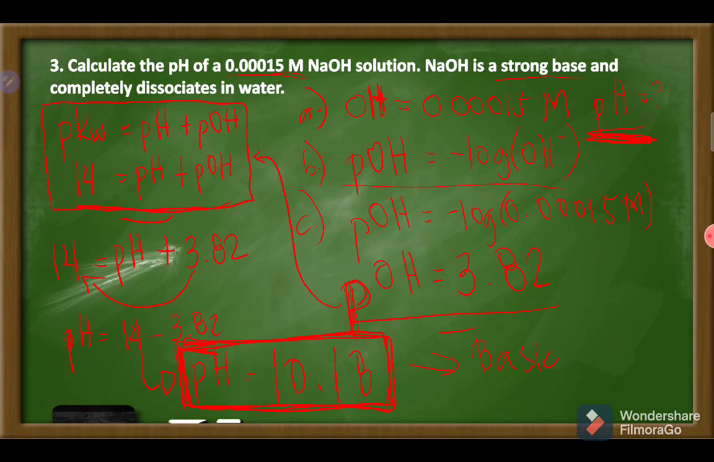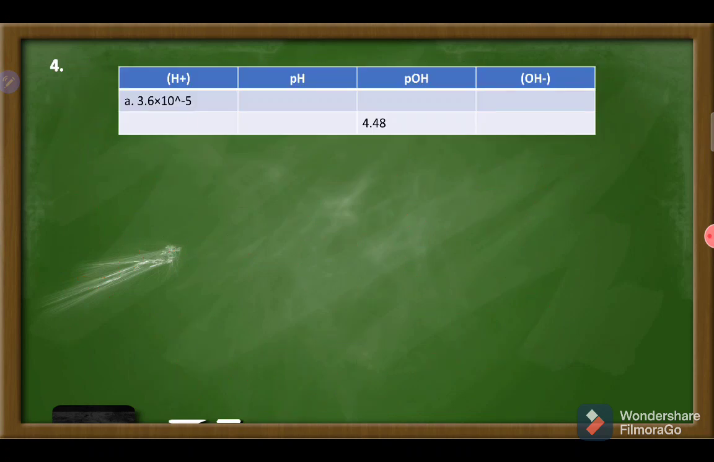Next, now let's complete the table. First we are looking for the value of the pH. So for letter A, we are looking for the value of the pH, and we have here the value of the H. So using the formula, we have pH is equal to negative log times H.